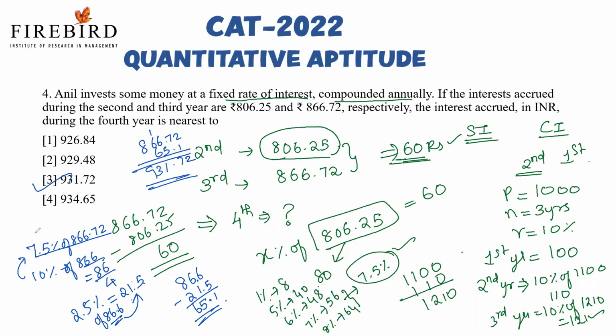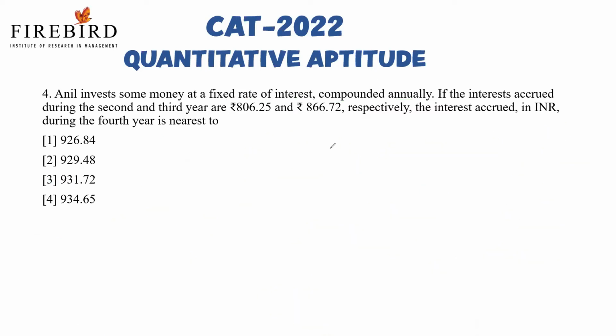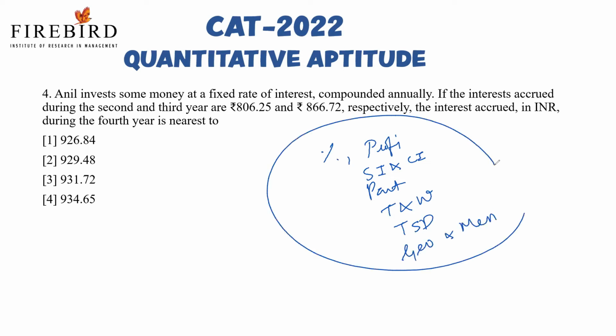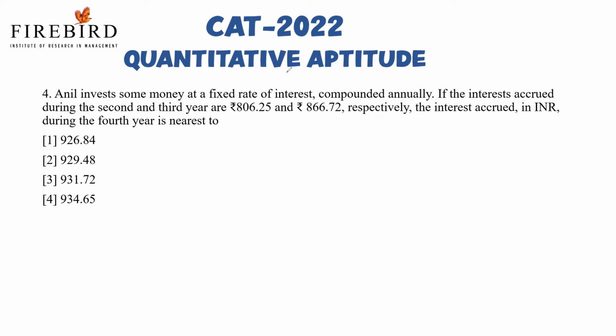Okay, 931.72. See how many percentages we have calculated in a single question. So the percentage concept is very, very important. The percentage concept covers topics like percentage, profit and loss, simple interest and compound interest, partnership, and sometimes it comes in time and work, time, speed and distance, geometry and mensuration. So this percentage to fraction conversion makes nearly almost 40% of the part. I hope you got an idea about the percentage and its importance, right?